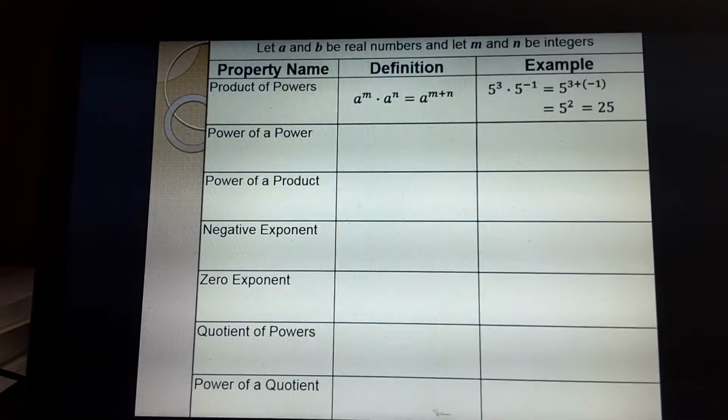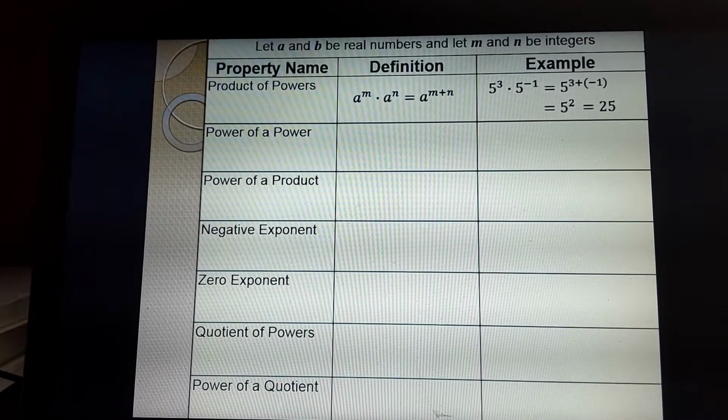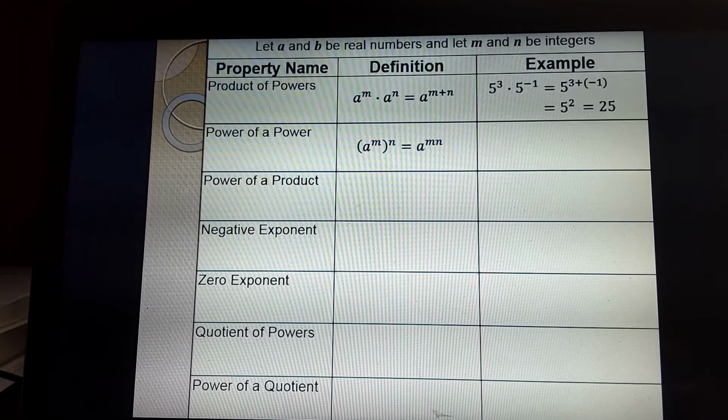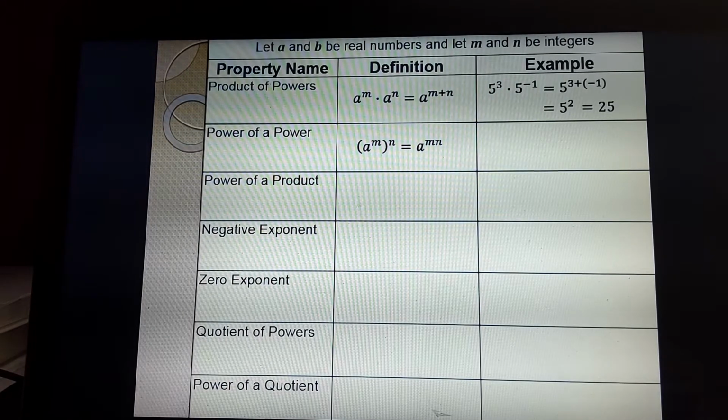Okay, power of a power. So this means you've already got one exponent and you're going to take it to another exponent. So it looks like this. Notice you have one base, you have the A, and you have two powers, you have an M and an N. All that means is keep that A and multiply the exponents.